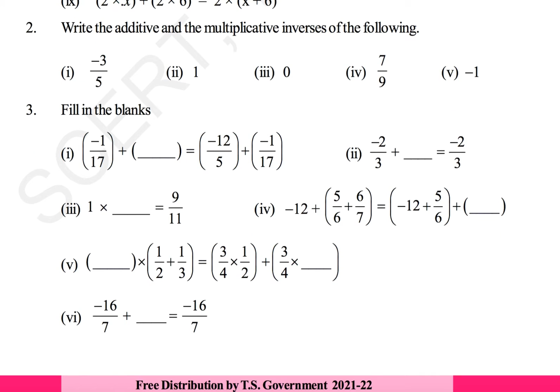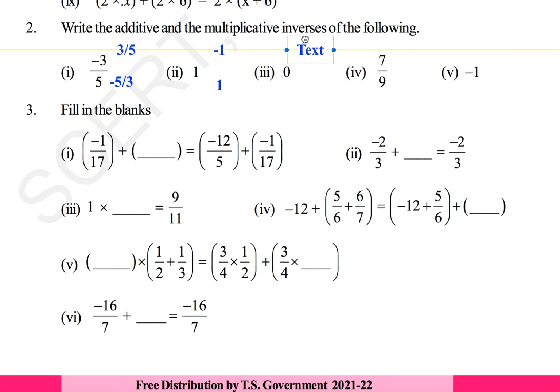I will show you one or two examples. Additive inverse is this 3 by 5. Multiplicative inverse is what? Minus 5 by 3. Finally you should get 1, right? So minus 5 by 3. What about additive inverse? In this case it is minus 1. Multiplicative inverse is 1 only.